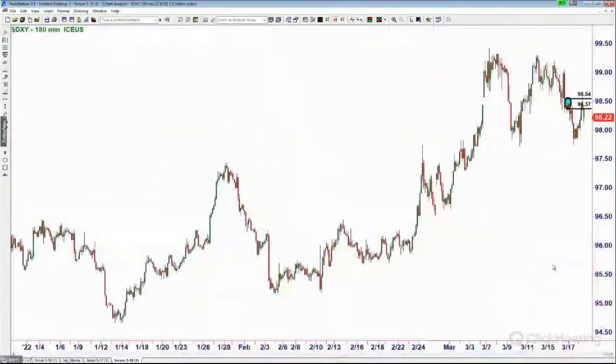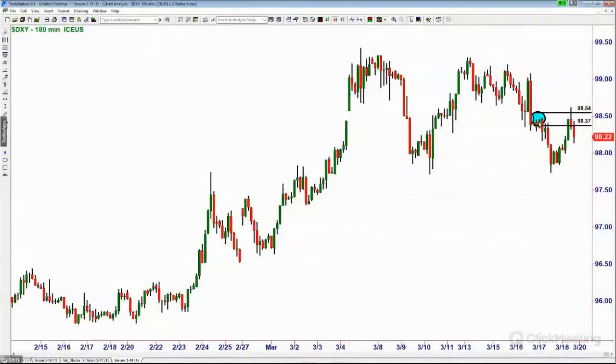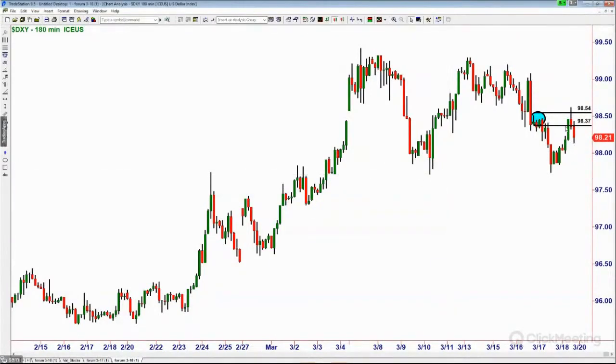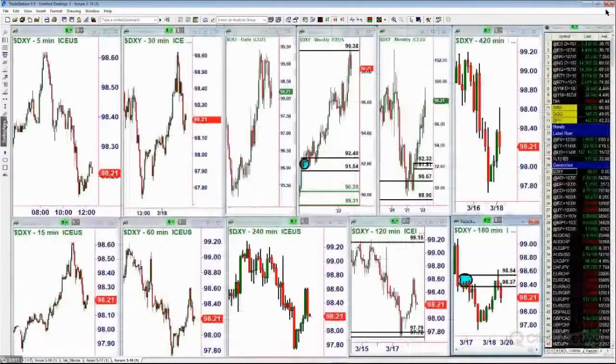Here's a good one to look at. So the blue circle, that's why you don't jump the gun and anticipate. A blue circle means it may become a supply zone, but it needs to qualify. And for qualifying, it would have to go below this. And I don't believe it did, almost, but didn't qualify. So that wouldn't qualify for us. Okay.